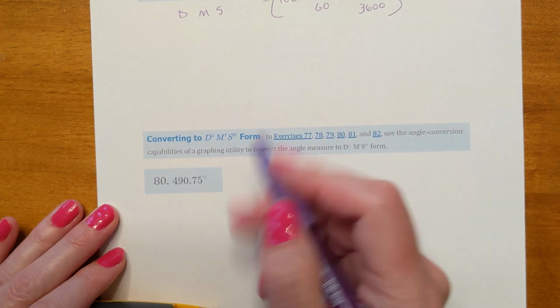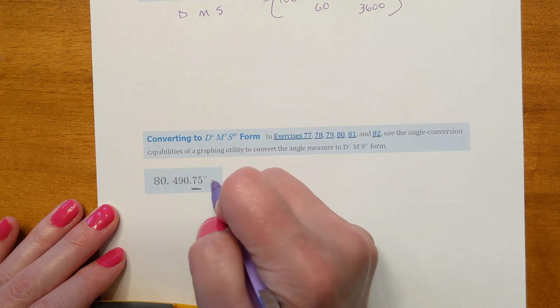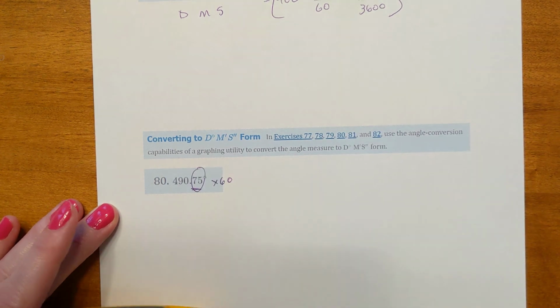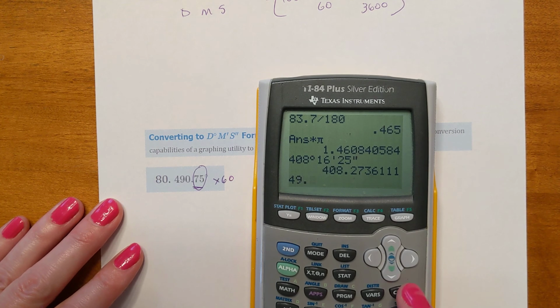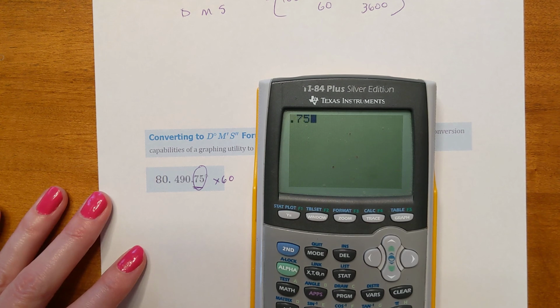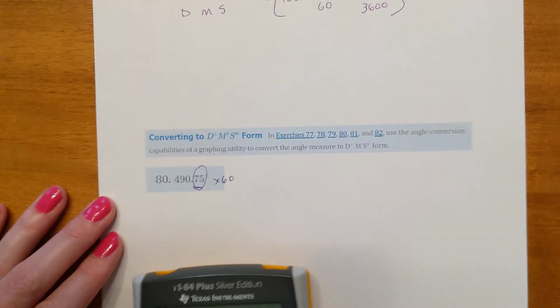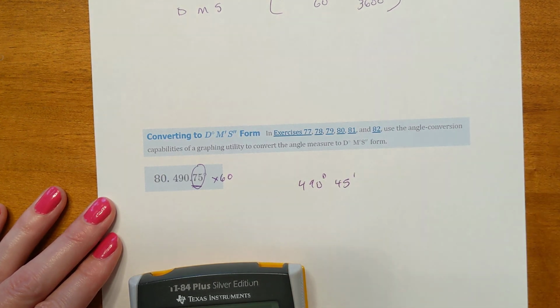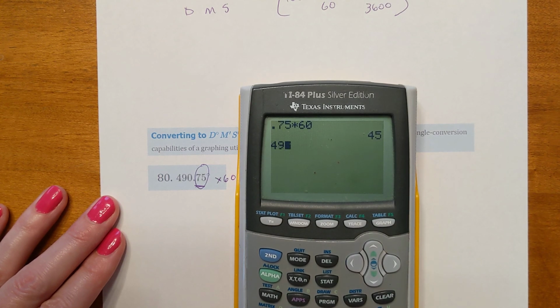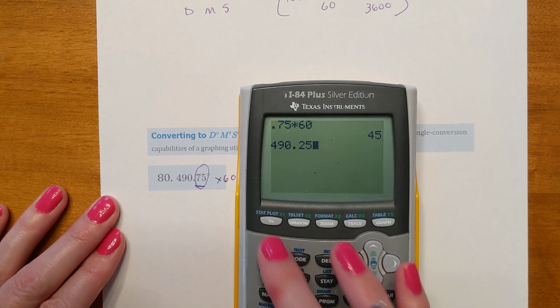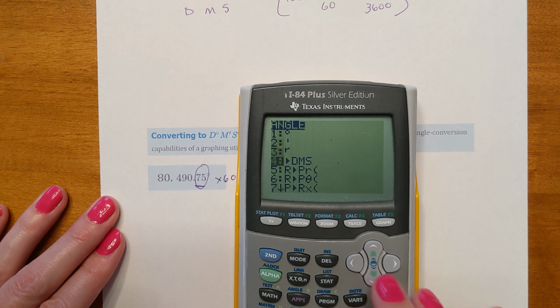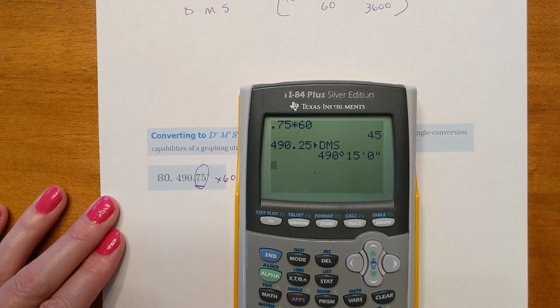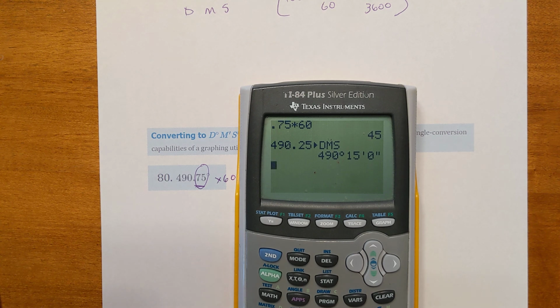All right, going backwards to change it to degree, minute, second form, all you have to do is multiply the decimal by 60. So 490, just do the decimal, 0.75 times 60, and you get 45. So it's 490 degrees in 45 minutes. Or your calculator will do it for you, 490.25. Go to that apps, the angles again. Go down to choice 4, degrees, minute, second. Hit enter, bam, it's done. 490 degrees in 15 minutes.